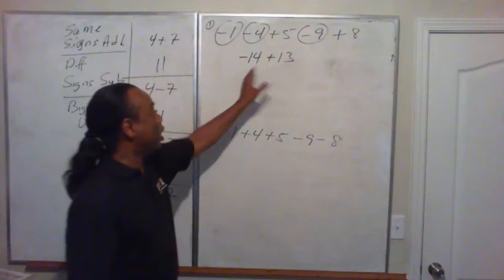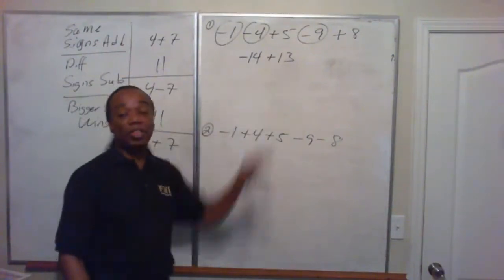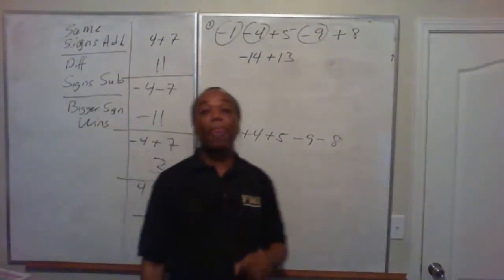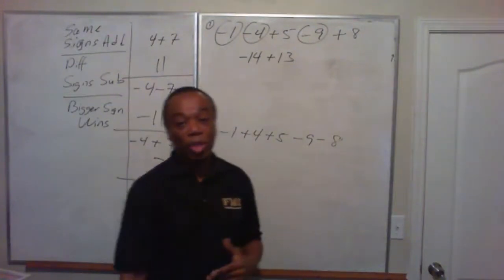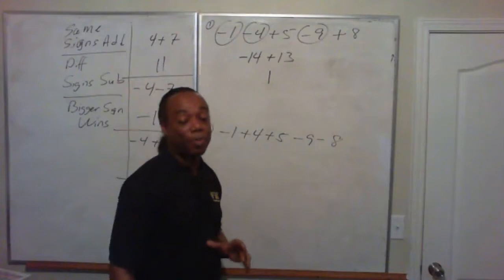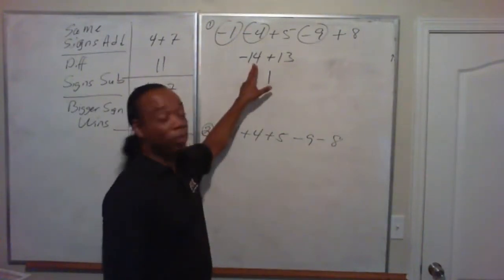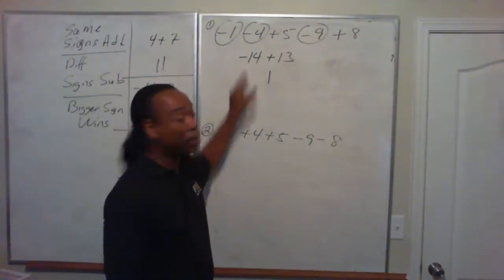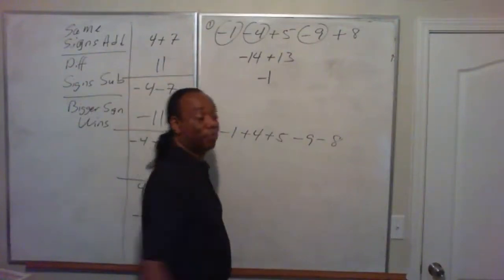Now we're down to just two, a negative and a positive. These are different signs. Different signs are going to subtract. So 14 take away 13 is 1. And now the bigger sign should win. So 14 is the bigger, and its sign is negative. So the answer should be negative. Negative 1.